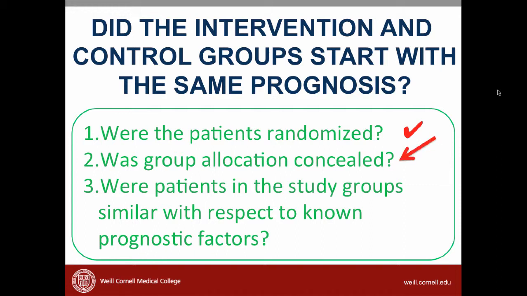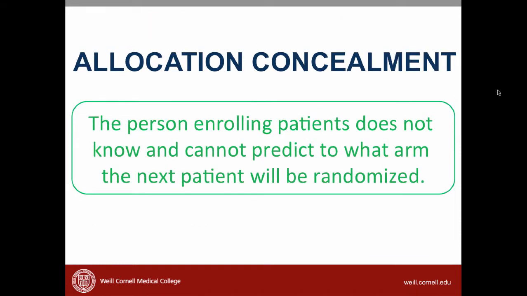Was group allocation concealed? What does that mean? Allocation concealment means that the person enrolling patients does not know what the next treatment allocation will be. For example, if you are a doctor enrolling patients, you do not know and cannot predict whether the next patient will be in the treatment arm or the control arm. If you knew what the next allocation would be, you might choose not to enroll a patient to avoid having them go into the control group or the treatment group.